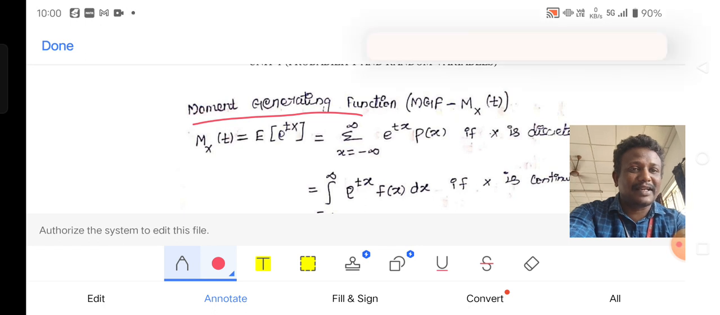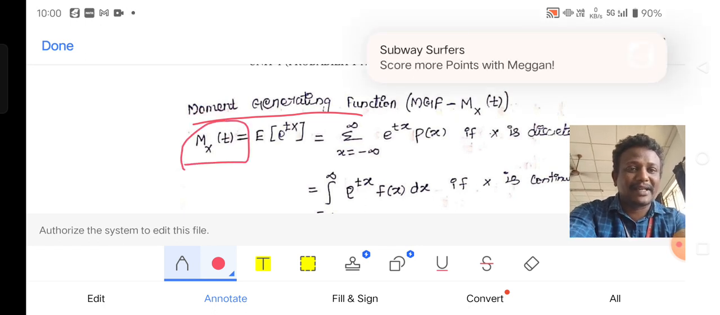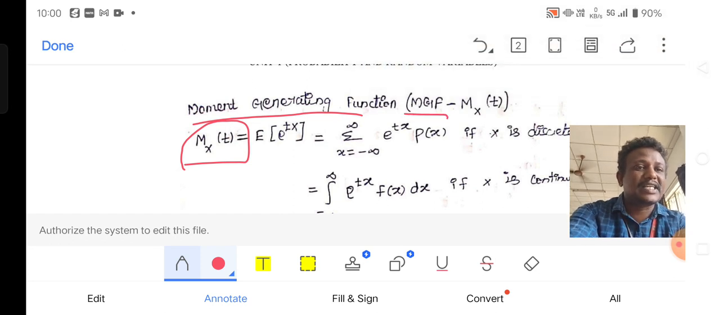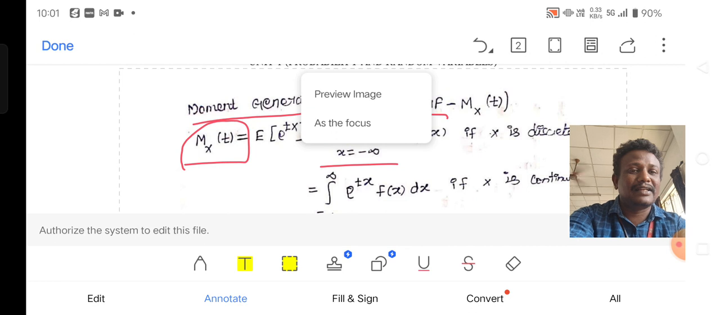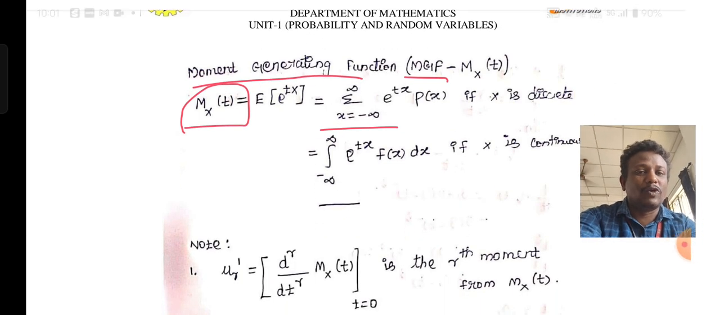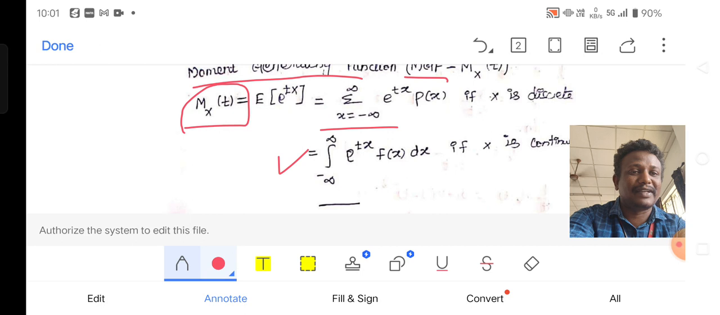If discrete type is given, then to calculate, this is the notation M_X(t) for moment generating function. In short we call it MGF. Now M_X(t) means it is the moment generating function. The formula if discrete type is given is summation x equal to minus infinity to plus infinity e to the power tx into p(x). Suppose if continuous is given, then the formula is integral from minus infinity to plus infinity e power tx f(x) dx. So this is the formula if continuous is given.